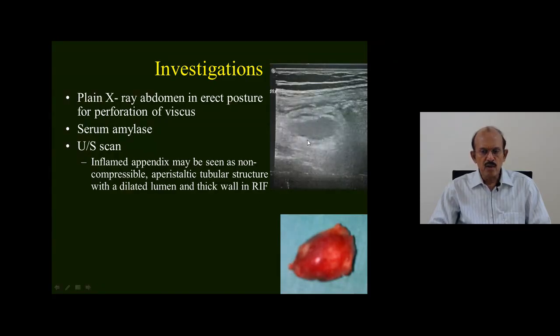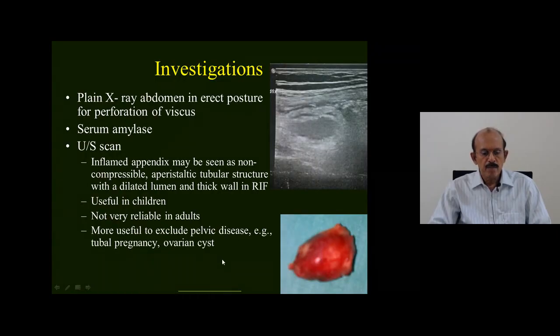And it has thickened wall with fat streaking in the mesentery. That shows edema. But though it is mentioned in the books, it is not reliable in adults. Even in adults, the ultrasound scanning done with a high resolution, with a good sonologist, you can make out appendicitis in the majority of the cases. It is more useful to exclude pelvic disease like tubal pregnancy and ovarian cyst.